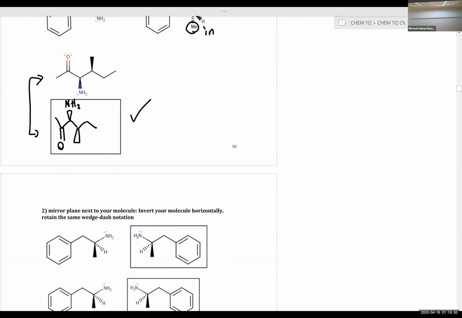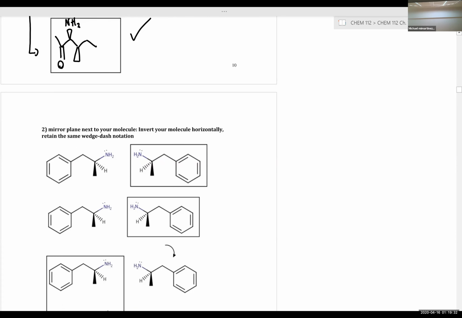Let's look at one other mirror plane. This is a mirror plane next to your molecule. So we invert our molecule horizontally, but we retain the same dash wedge notation. Okay? So we are changing how our skeleton is drawn. And to help you visualize what's going on here, let's return to our same example.